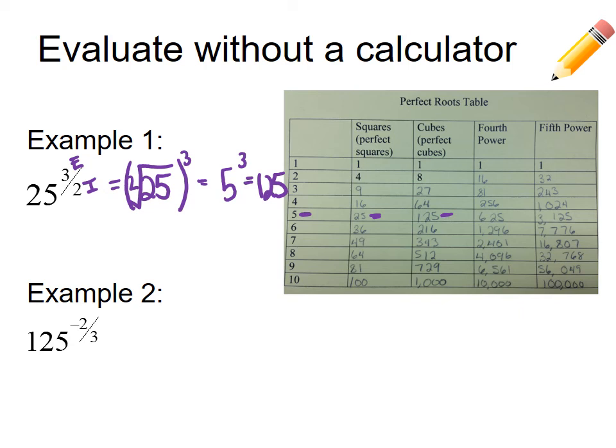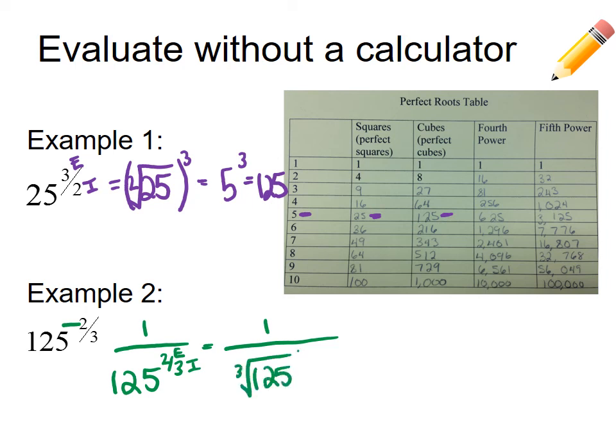The first thing I notice is that this is a negative exponent. Automatically, that means that it needs to be moved to the denominator. When I move it, it becomes positive. Take care of those basic rules first. The 3 is my index, the 2 is my exponent. So let's rewrite. I have 125 to the cubed root with a squared.